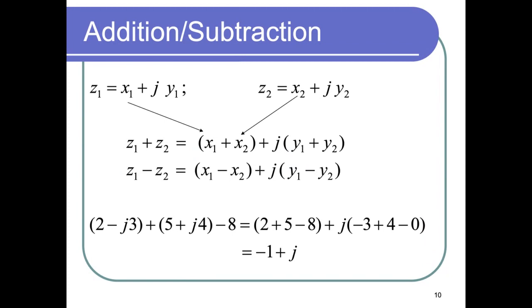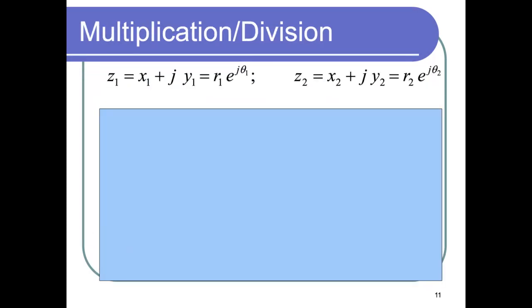Then we have addition and subtraction. This is very simple. You add the real parts together or subtract the real parts, and then add or subtract the imaginary parts. Now, if I have a complex number minus, let's say, just a real number, then this will affect only the real part, and it has no imaginary part. So how about multiplication and division? Any idea?